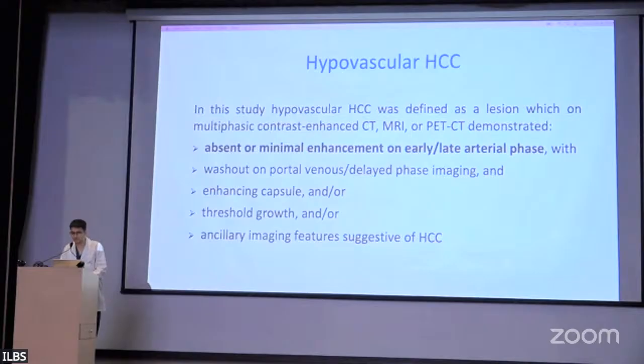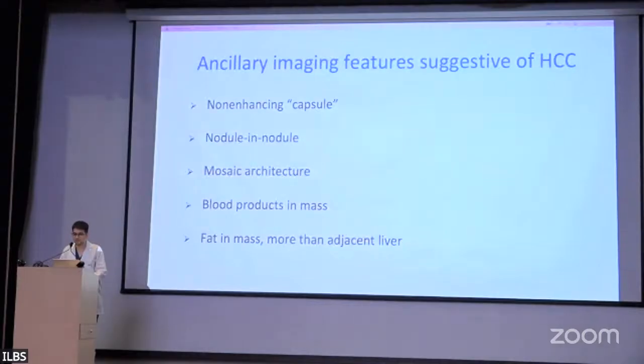So hypovascular HCC was defined as a lesion which on multiphasic contrast enhanced imaging, CT, MR, or PET CT, demonstrated absent or minimal enhancement on the early or the late arterial phase, with washout on the portal venous or delayed phase, without an enhancing capsule, that could be threshold growth, and other ancillary imaging features which could suggest HCC. The various ancillary features suggestive of HCC included non-enhancing capsule, nodule in nodule appearance, mosaic architecture, blood products in the liver lesion, and fat in the lesion, which was more than the adjoining liver.